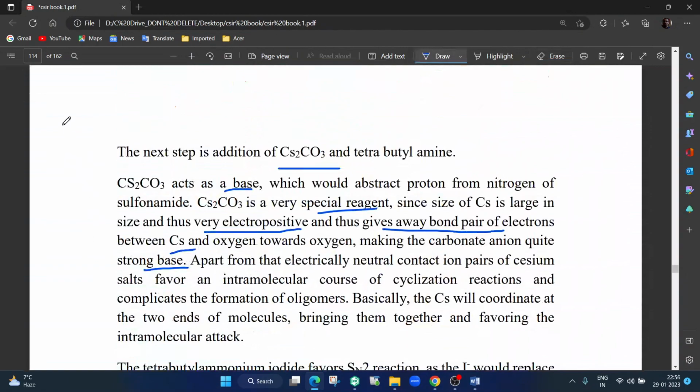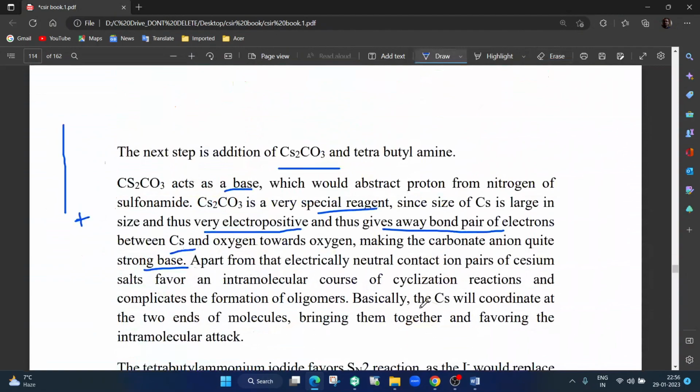So what happens when you go from top to bottom? Electropositivity increases because the size is increasing, and so the nuclear effect on the outside is much lesser. So it is more electropositive as we go down. Going from Li+ to Na+ to K+, electropositivity increases. Similarly, Cs+ is highly electropositive, and therefore the carbonate carries the complete negative charge. It's a charge interaction, therefore it's a much stronger base.